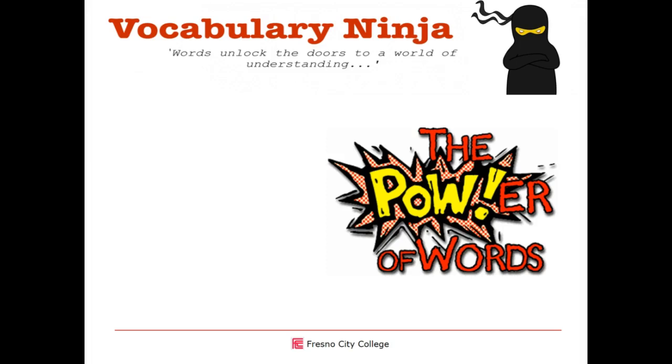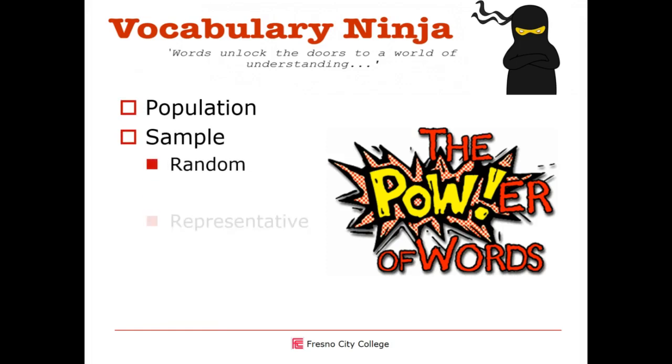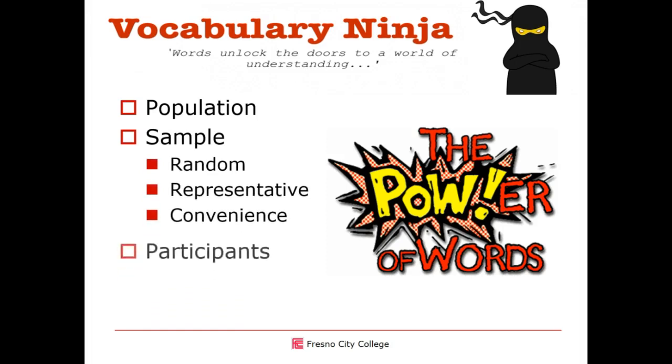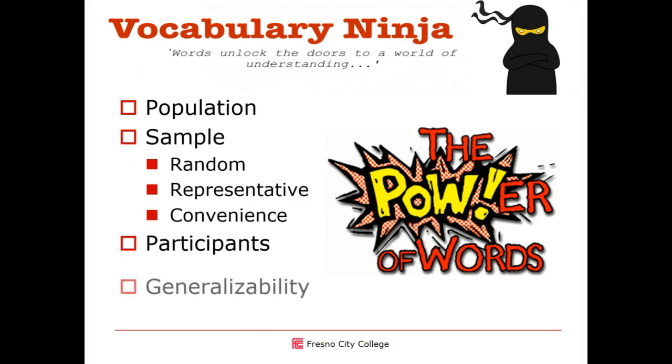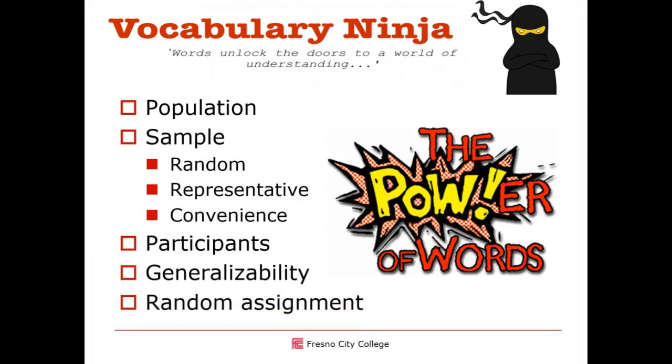Within the context of research, what does it mean to refer to a population or the population? What is a sample? We will review three terms used to describe samples: random, representative, and convenience. What does it mean to talk about the participants? What does it mean when a researcher talks about the generalizability of research? And finally, what is random assignment?